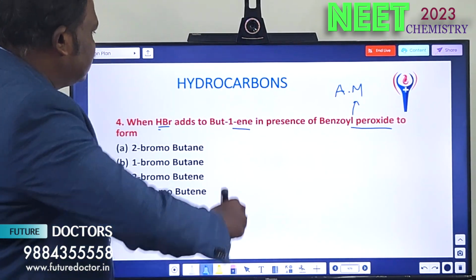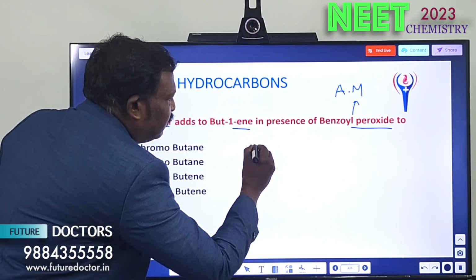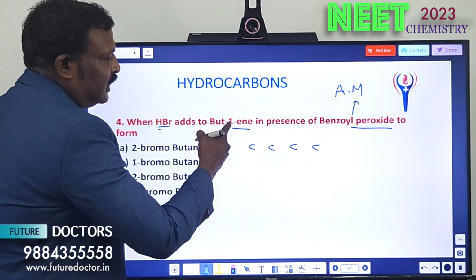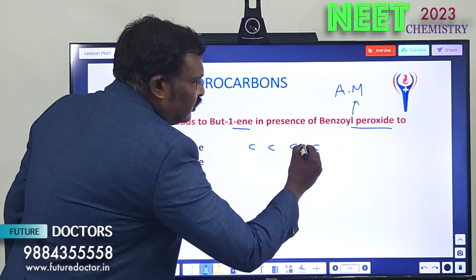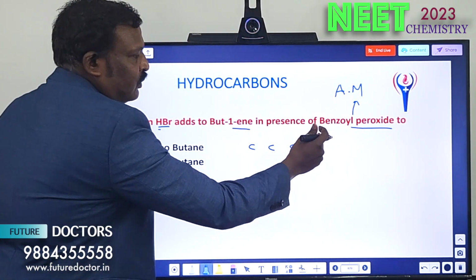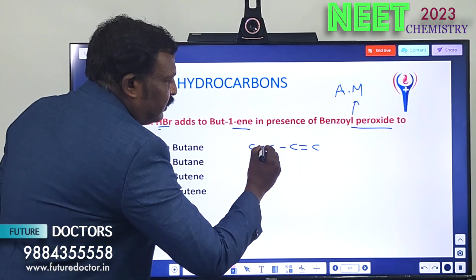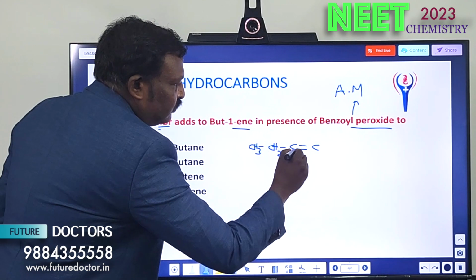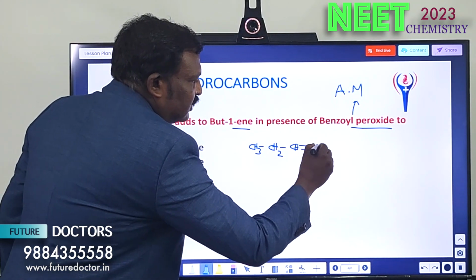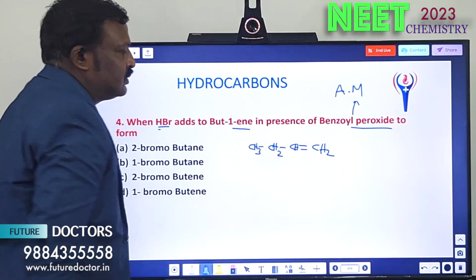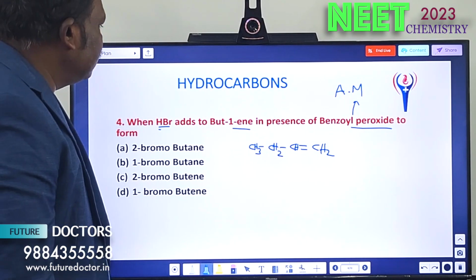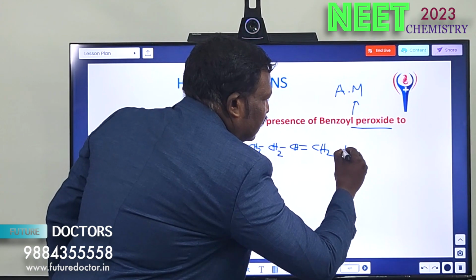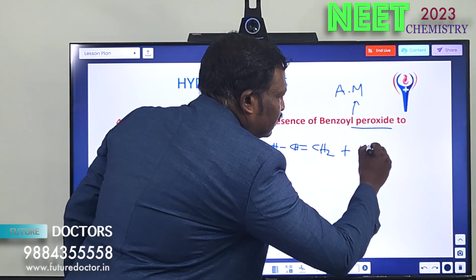You know that first I'll write the compound. What's but? But means we have 4 carbon. 1-ene means double bond in between 1 and 2. I start the numbering here, 1 and 2. Then the remaining you can fill with hydrogen. So here CH3, here CH2, here CH, here CH2. You know the valence of carbon is 4. It's called but-1-ene. What is added? HBr is added.